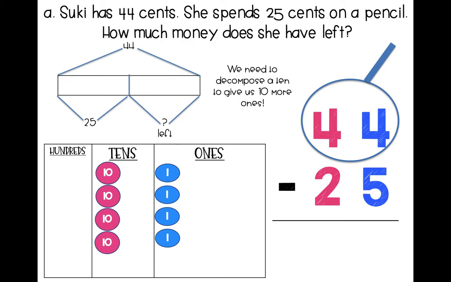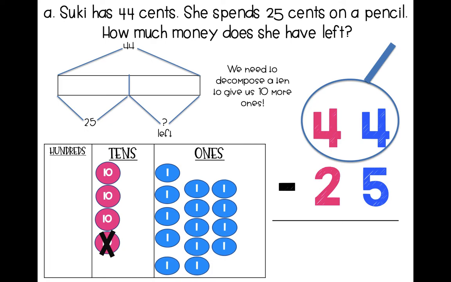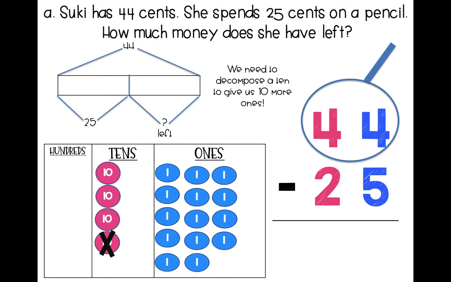So let's decompose a 10 together on our place value chart. We draw an X over one of our tens discs and then draw 10 more ones to show that we've exchanged a 10 for 10 ones. Don't forget our very important step. We need to show it on our vertical form.